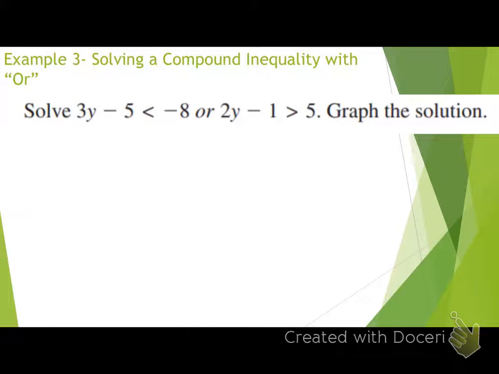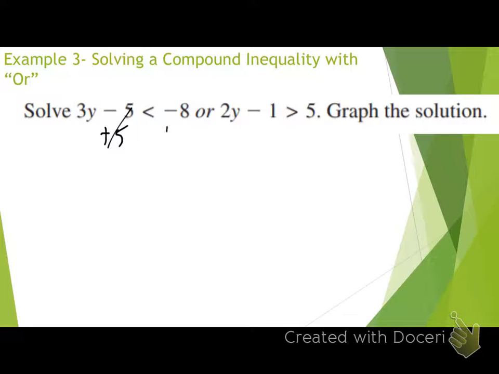Just one example here. Solve 3y minus 5 is less than negative 8, or 2y minus 1 is greater than 5. Then graph the solution. I think these are pretty simple as well. All we have to do is solve each inequality individually and keep the word or between them as you go. Does that make sense? Okay. So for my first inequality, what's my first step to get y by itself?